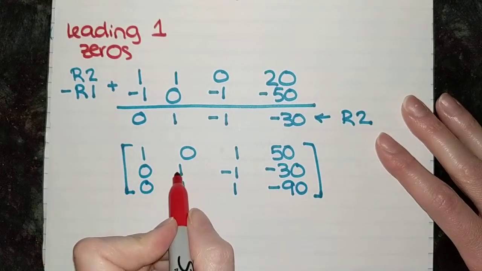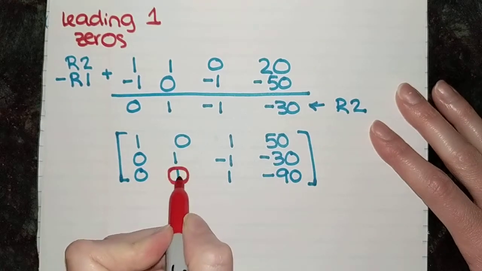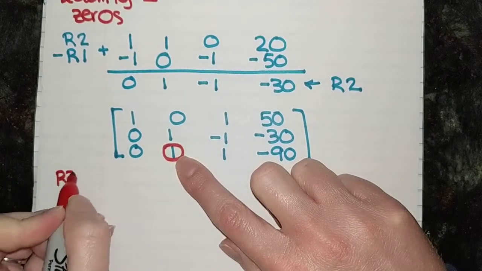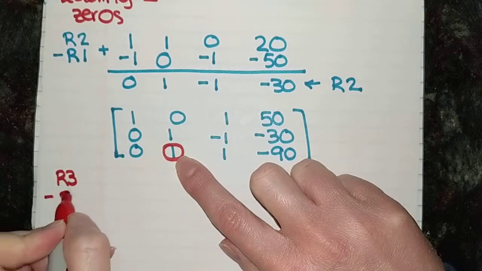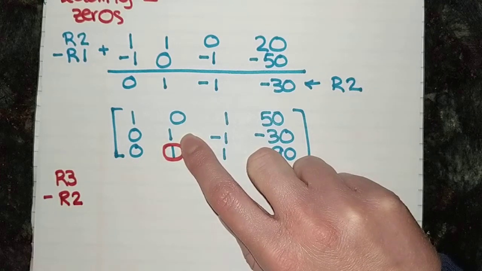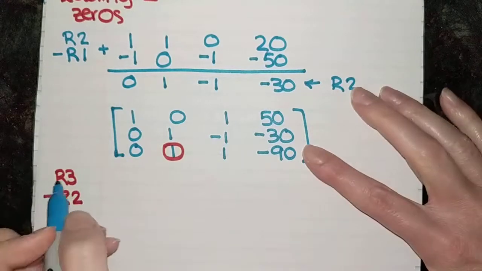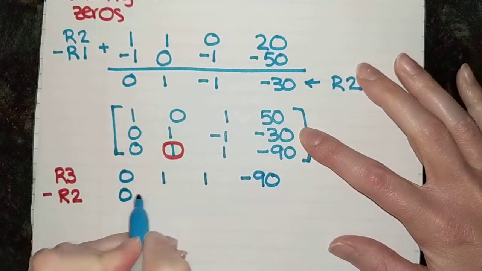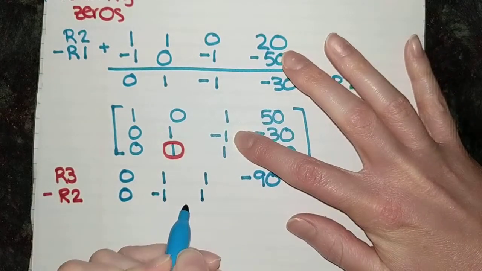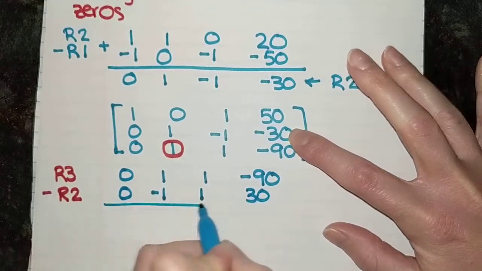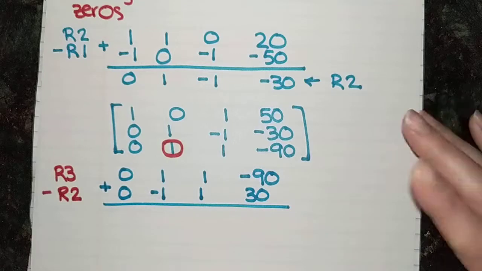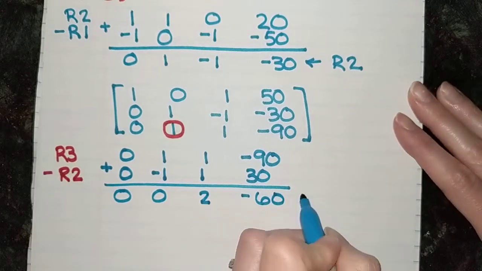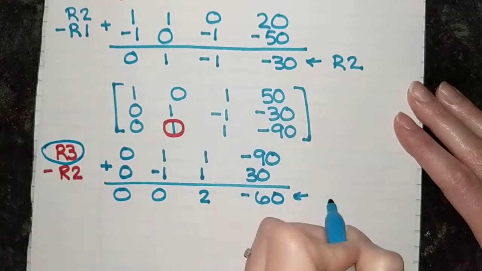Column 2 has the leading 1, but it needs to have a 0 in column 2, row 3. So to get that 0, we're going to take row 3, the row we want to change, and subtract that from row 2, the row we're currently working on. So our row 3 is 0, 1, 1, -90. And then row 2 is 0, -1, +1, because we're changing the signs, +30. Okay, and then once we change those signs, it's really going to be an addition problem. So 0, 0, 2, -60. And this is our new row 3.